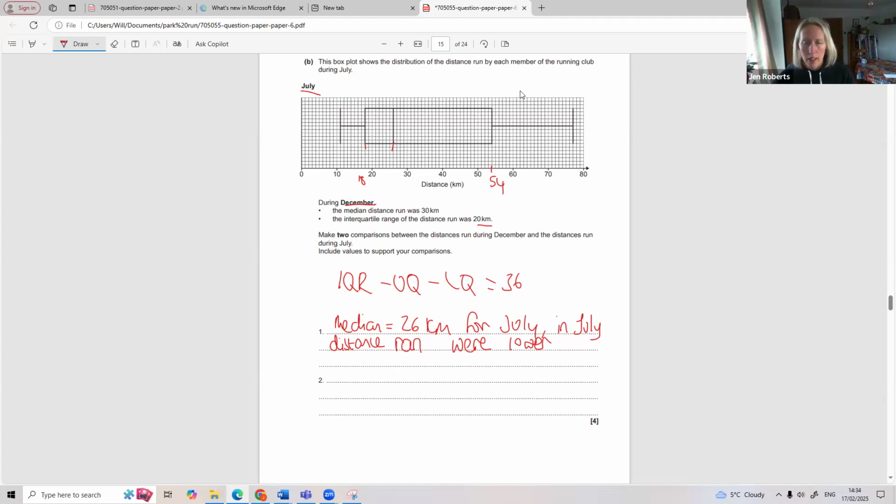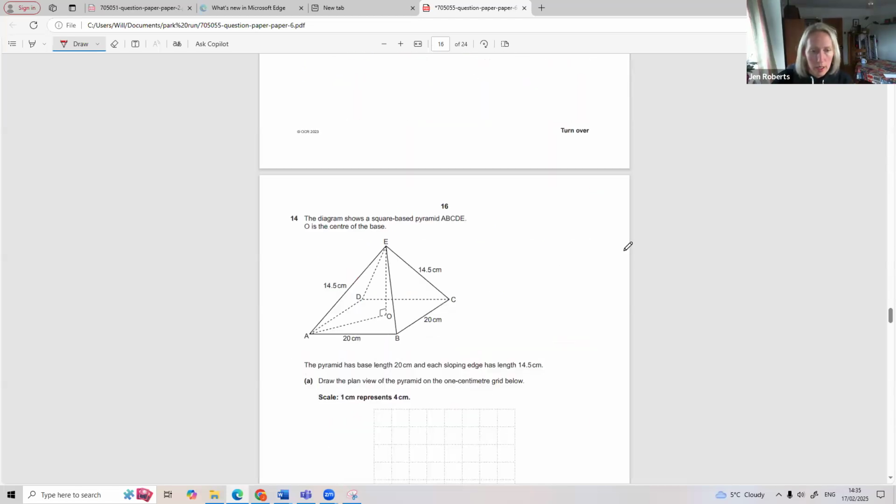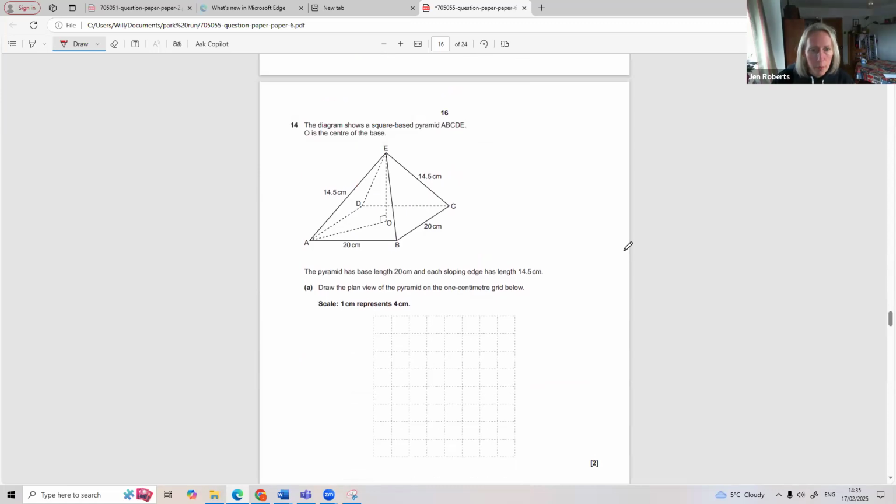So it means the distances ran in July were more varied because it's got a higher interquartile range. So distances in July more varied, because higher interquartile range. Okay, what else did they allow? July distances were more varied. Yeah, that's it really.